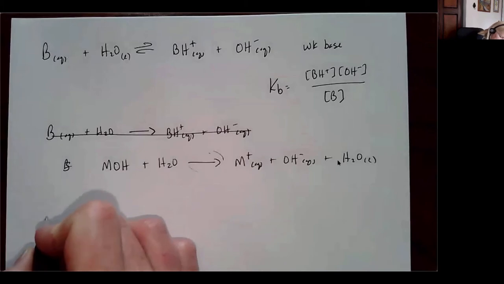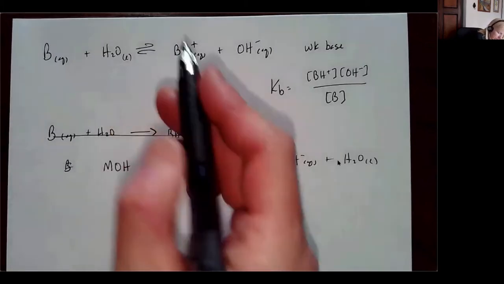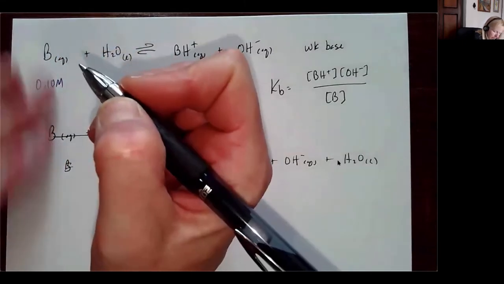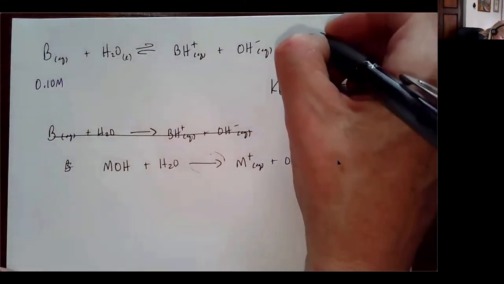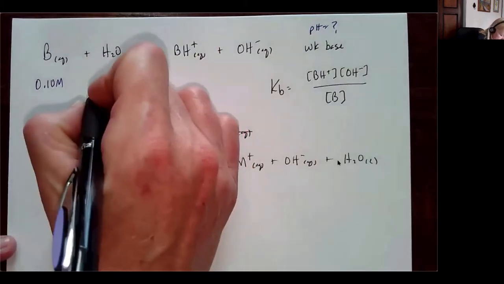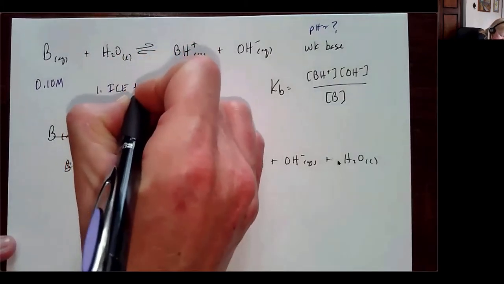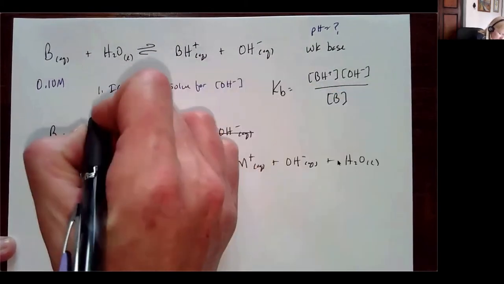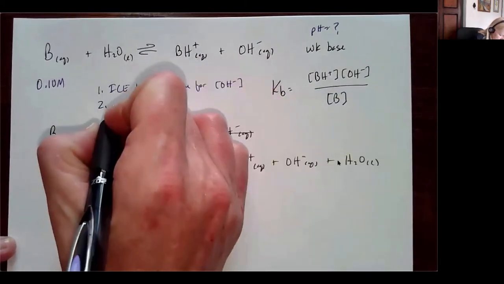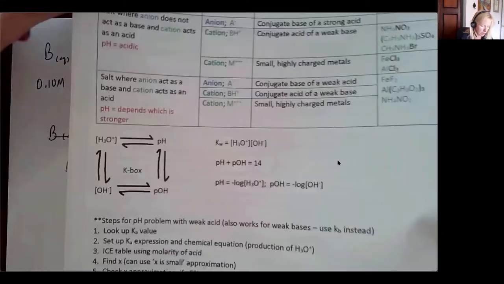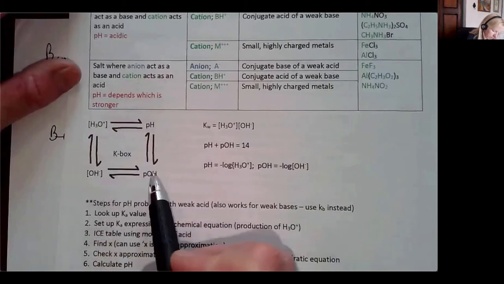I'm not going to do any problems with you on this, but calculating Kb, finding pH. Let's say I have this weak base here, and I start with 0.01 molar of my base, and I want to know what is the pH of this solution. The first thing I'm going to do is set up an ICE table and solve for hydroxide ion concentration. Once I get hydroxide ion concentration, I'm going to use that and my K box, if you remember our K box here, to find the pH.